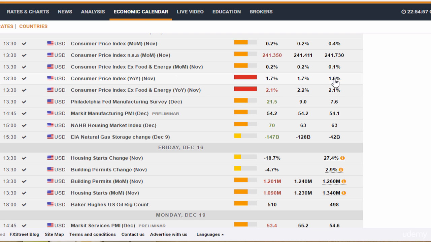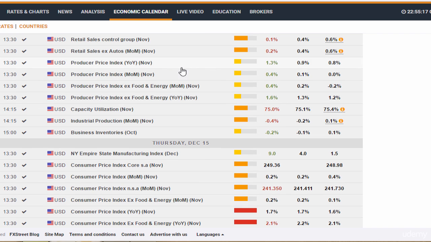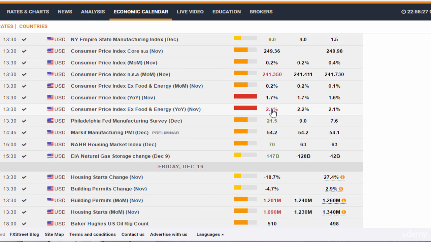Now look at this example here. The previous was 1.6, the projected was 1.7, and we're bang in line with the projection. So this is good. This is not as great, but this is okay. And this is what I mean when I say the PPI can give us an understanding of what to expect for the CPI. We got good PPI data here, so we weren't expecting very bad CPI data. So the CPI data which we got here was okay.